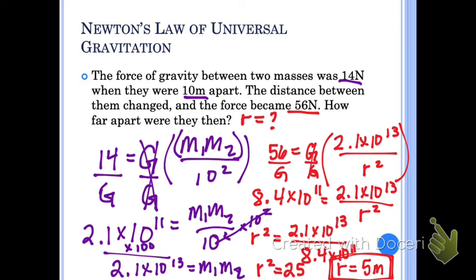So I want you to look at the relationship here. What happened to the radius from part 1 to part 2? It got cut in half. But the relationship between the force, 56 divided by 14, is 4. So my force increased by 4 when my radius decreased by half. That has to do with the squared function of that R.